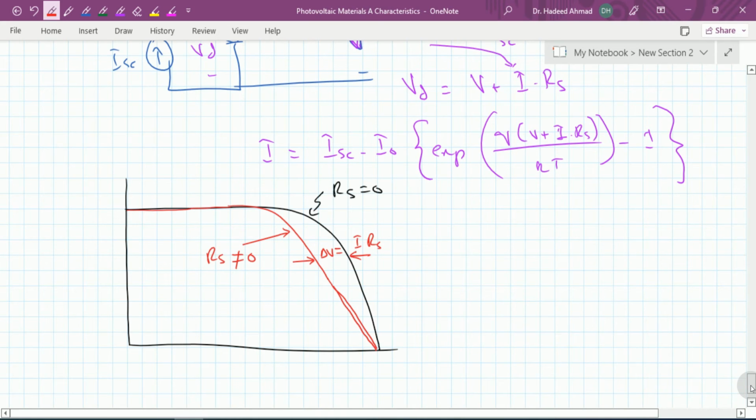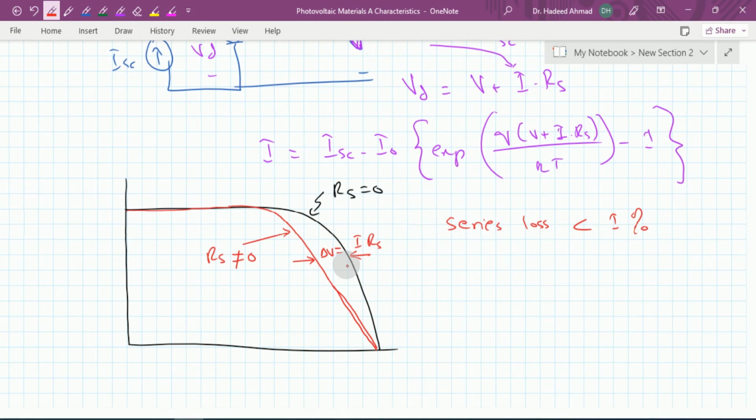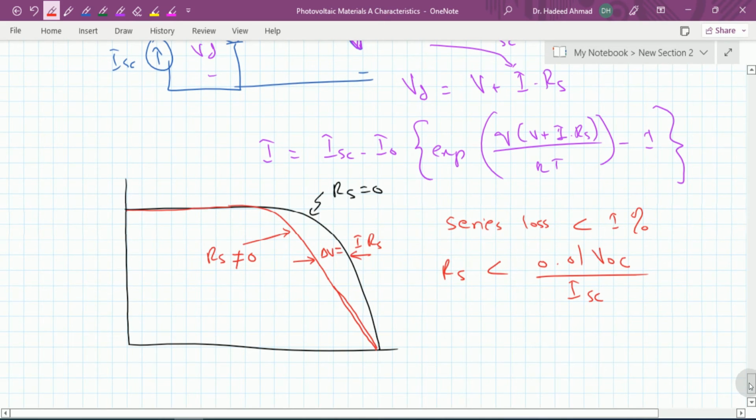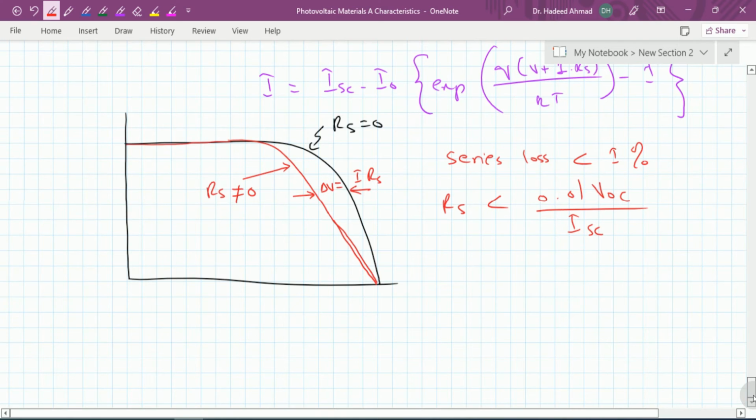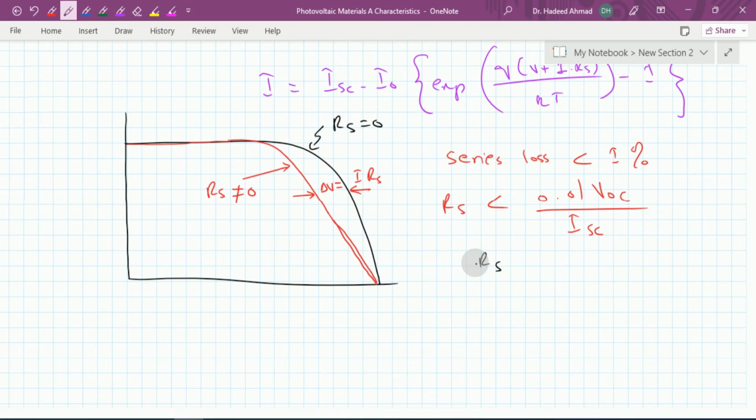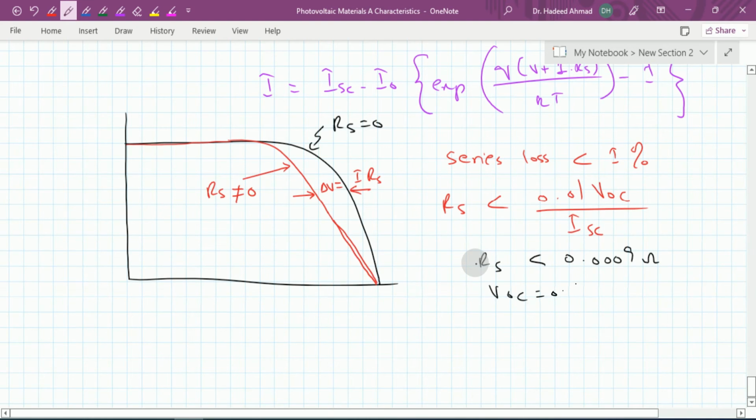If we want to restrict this series loss to a value which is less than 1%, then this Rs should be less than 0.01 VOC divided by ISC. For the same cell that we have studied earlier, ISC equals 7 ampere and VOC equals 0.6 volt, which is a typical solar cell, so the amount of Rs should be less than 0.0009 ohm in order to achieve a VOC equal to 0.6 volt and an ISC equal to 7 ampere.